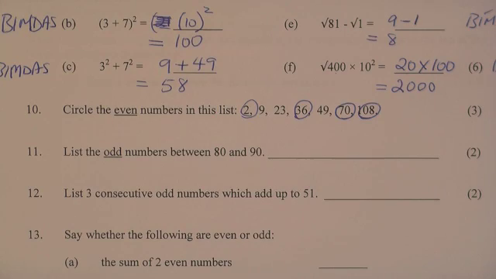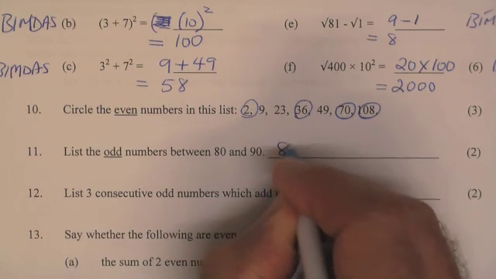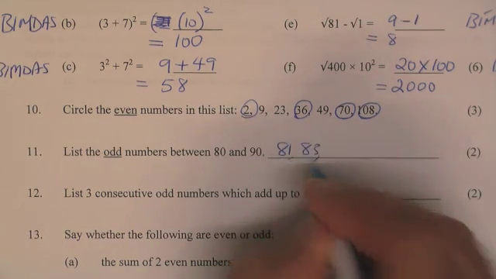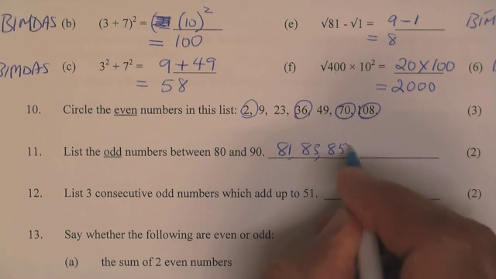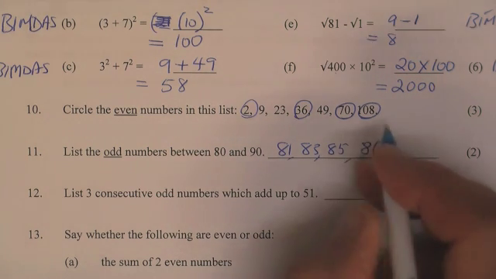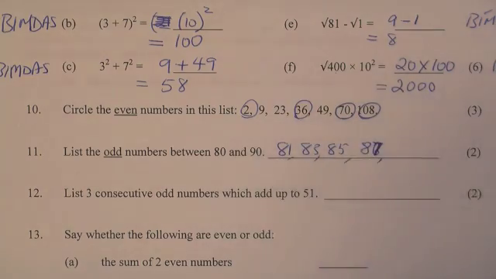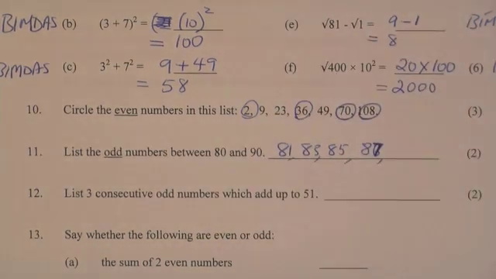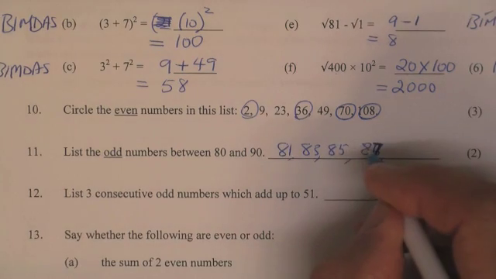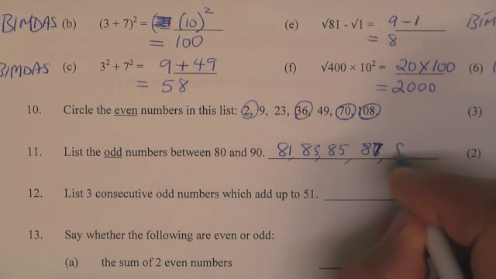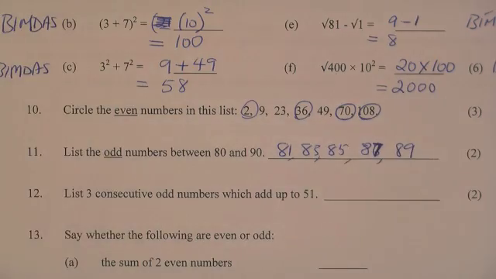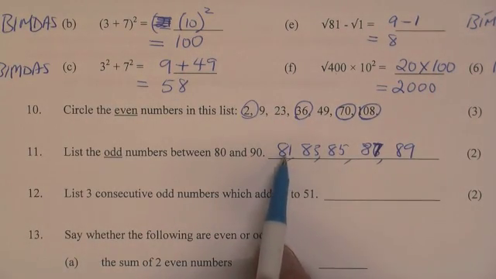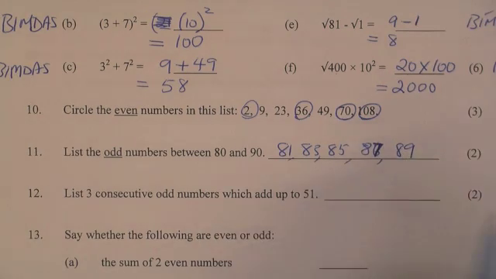List the odd numbers between 80 and 90. Well, 81 is odd, 83 is odd, 85 is odd, 86, 2 will go into 86, 2 will go into 6, and 89 is odd. Sorry, they're odd numbers. 81, 83, 85, 87, 89 are the odd numbers between 80 and 90.